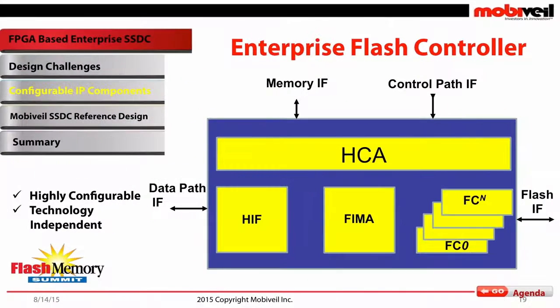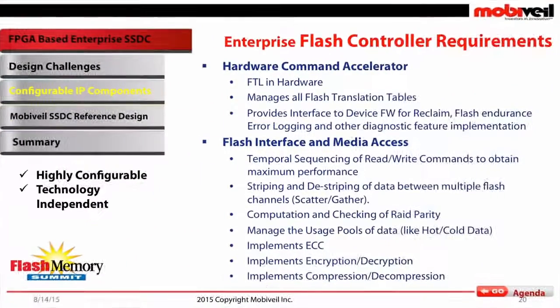And the heart of the IP is the HCA, which is the host command accelerator. This is where one can implement the full FTL in hardware, so all the table mapping and lookup is implemented in hardware. You have the DDR3, 4 for that. And this is where there is a lot of software handshake built in for reclaim, endurance, error logging, and other dynamic feature implementation. The flash interface does read-write temporal sequencing, basically scatter-gather, RAID, ECC, encryption, and compression.